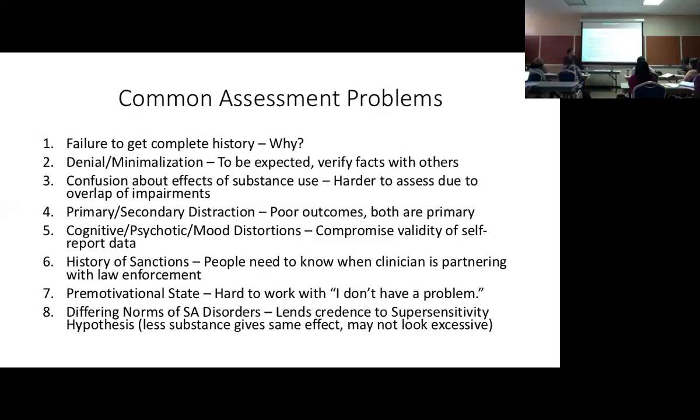So it lends credence to the supersensitivity hypothesis we talked about in week 1. So less substance gives the person the same effect. So if you're a family member, you're seeing them, and they don't look like they're drinking that much. It's like, how could they be this drunk? It can't be the alcohol. It has to be something else. And it's like, no, it's because maybe they do have a higher sensitivity to substance than somebody that doesn't have it. So, any questions about these?